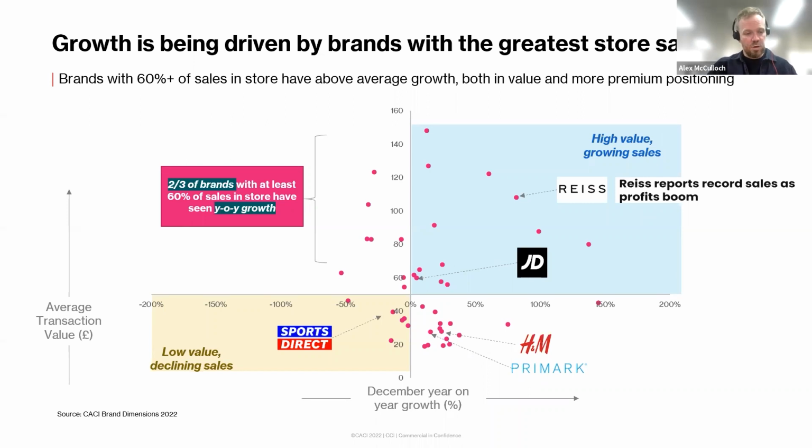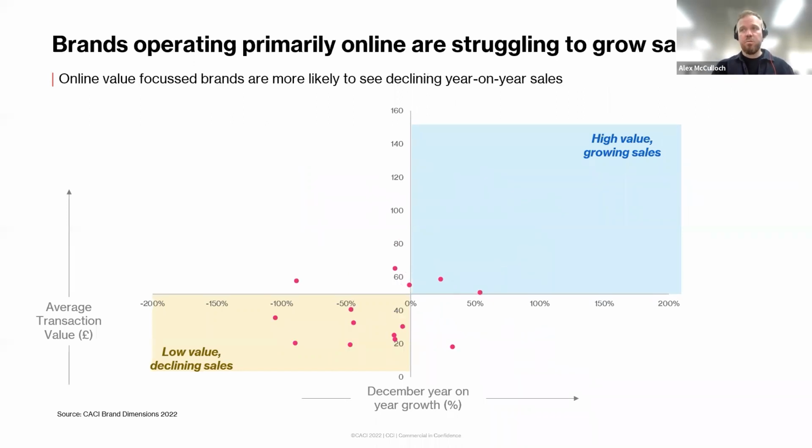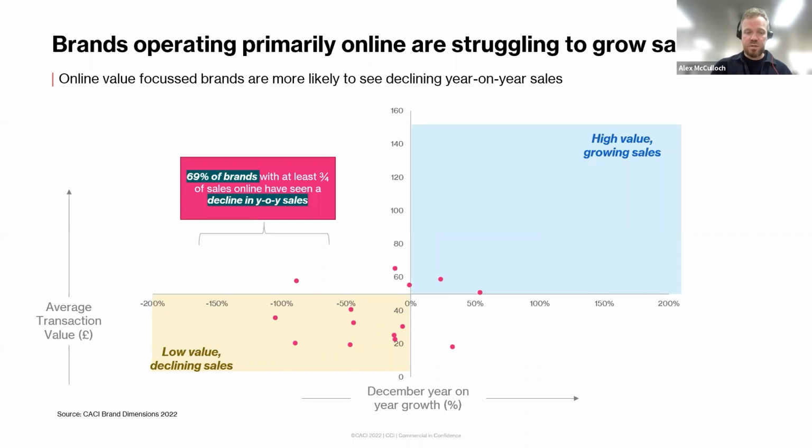But what about those online dominant operators? Well, these are the brands that have at least three quarters of their sales online. And these are more typically showing declining year-on-year sales, with 69% of online dominant brands in the bottom left quadrant. Now, there's an extent to which this was inevitable as we came out of COVID and we moved back to the high street. But if you then couple that with postal disruption, people making more considered purchases, a growing awareness on sustainability and fashion, and a desire for many to get back into society and have that normal Christmas that was referred to earlier, we can see why we might start to have this stark divide.